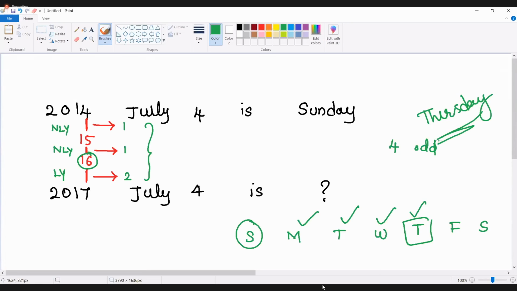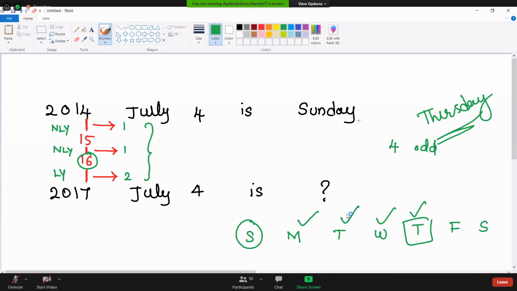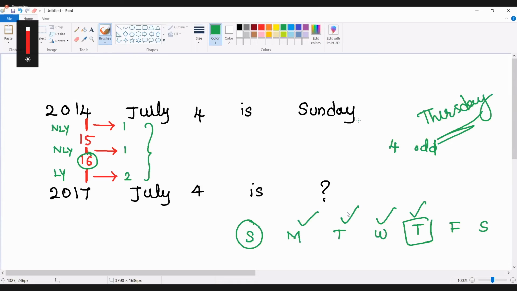If years are given, it is an easier question. If months are given, then you have to solve a little more. If they ask about a year before, it is the same calculation. The only change you are going to see is that you move in the backward direction. So let's try to understand.